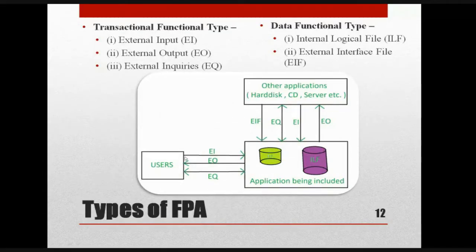So external input: input from the user to the particular logical files. It may be the internal logical file or external interface file. So external input to ILF or EIF, okay, fine. And then external output. So you are accessing those files and that is sent to the user. That is your external output. And then external inquiries. So the user will be asking some inquiries to get the information from the internal logical file or external interface file. So the user will be asking and he will be getting the information.